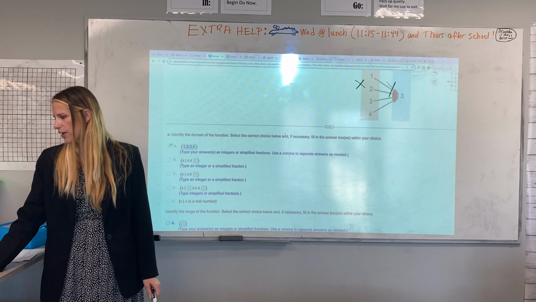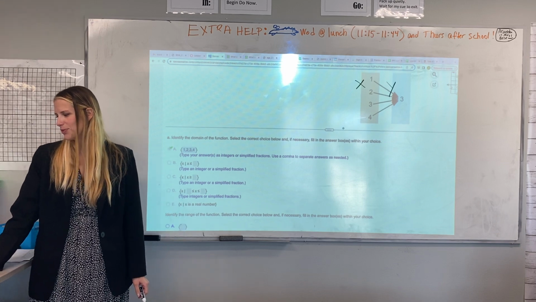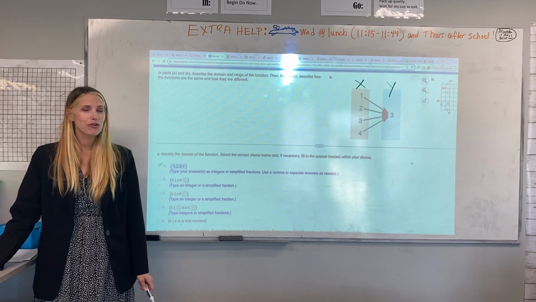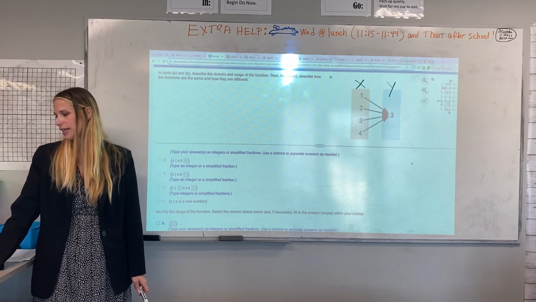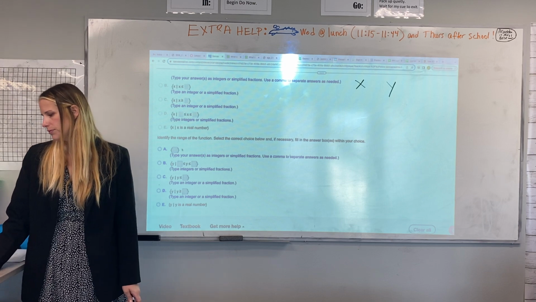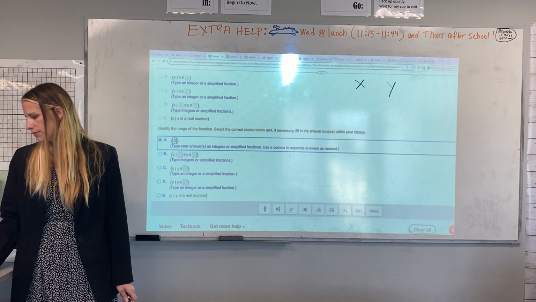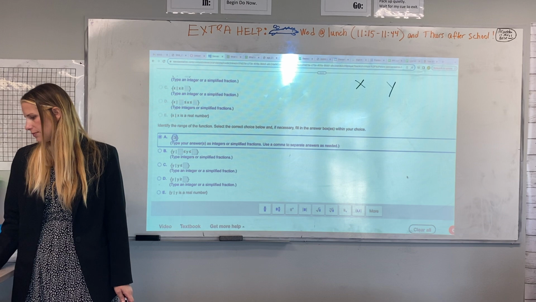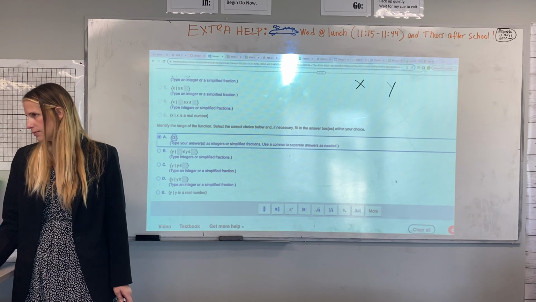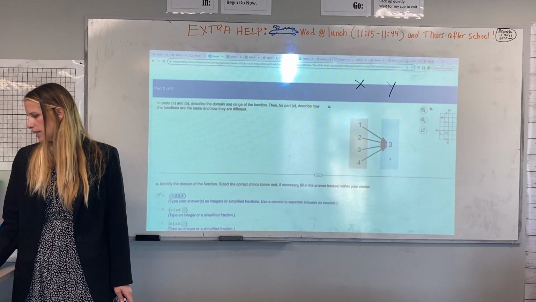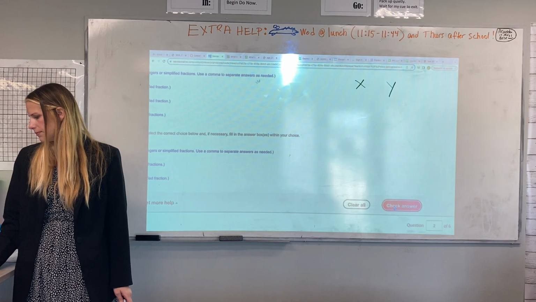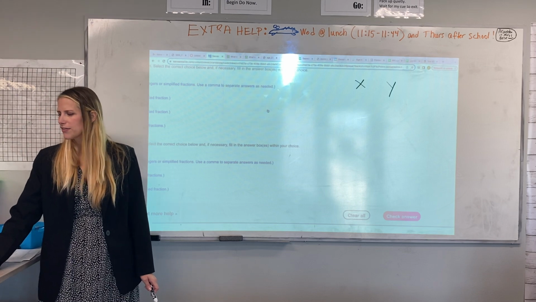Now it says identify the range of the function. What is the range of this function? The range is 3 and only 3. Very good. Which one is it, the box again? Yeah, this one. Well done. I love the encouragement.